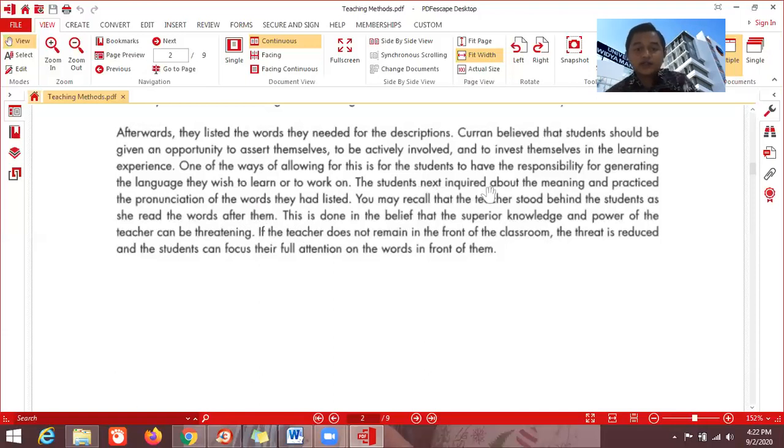The students next inquired about the meaning and practiced the pronunciation of the words they had listed. You may recall that the teacher stood behind the student as she read the words after them. So you know what, the presence of a teacher or tutor is somehow intimidating. Can you imagine when you're having classes in your classroom, for example, your lecturer is standing in front of you, and when the lecturer is out of the room or behind your back, far from you, you will feel sort of unsupervised.